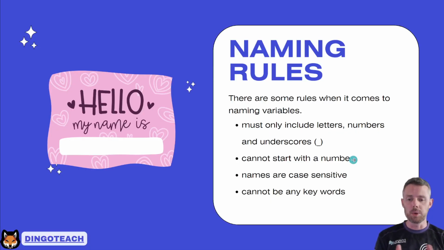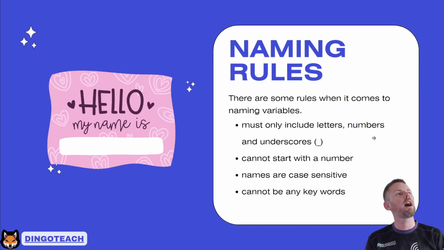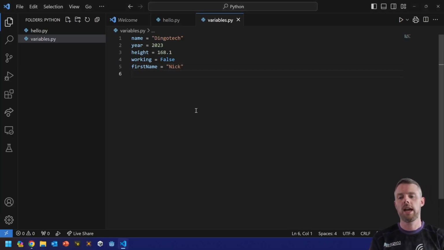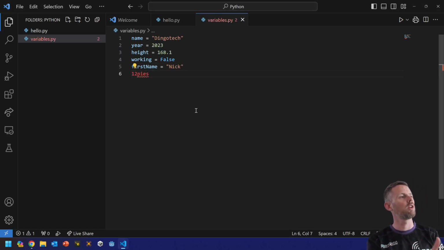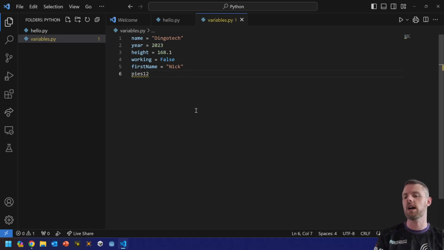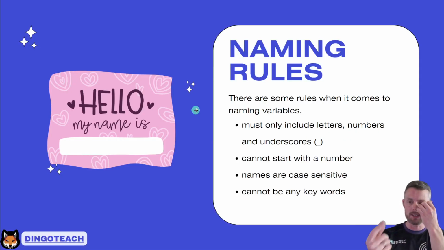Okay. Other rules include you cannot start with a number. So if you really want to store, let's say, how many pies you've eaten today or how many dozens of pies, you can't call a variable 12 pies. Okay, you can call it pies 12. That's perfectly fine, but it cannot start with a number. Okay, it can start with an underscore or a letter.